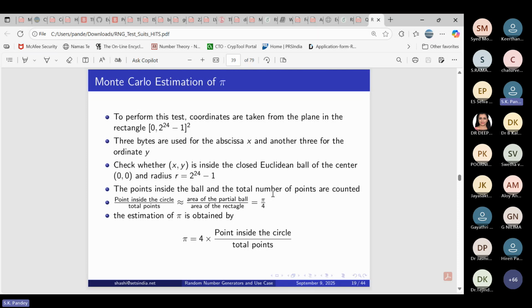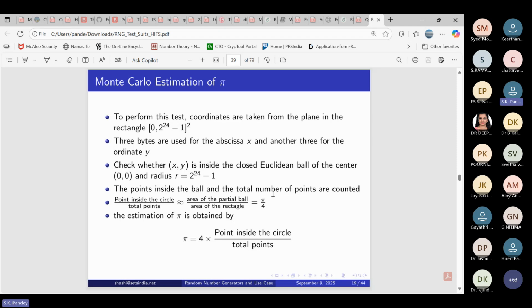Now the question is, if it will cover the whole circle, then it is almost equal to the area of that circle. So it is approximated to the area of the partial circle and the area of the rectangle. Then finally, if you divide, this theoretical value will come out to be pi by 4. So if we set the first ratio equal to the last ratio, which is pi by 4, then the value of pi will come out to be 4 times the points inside the circle over the total points.